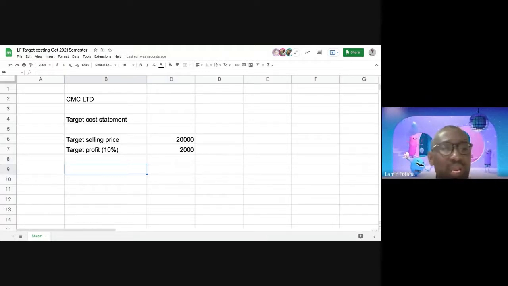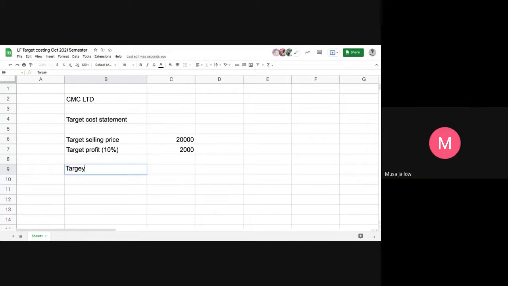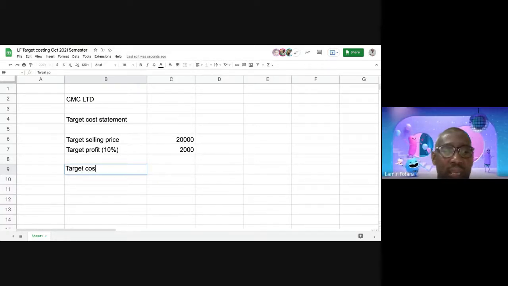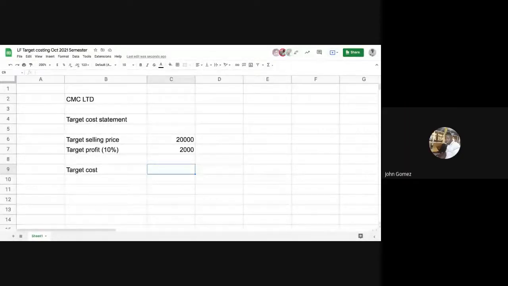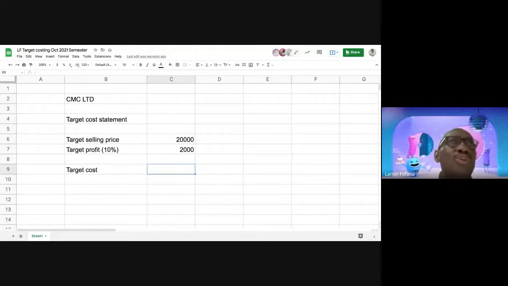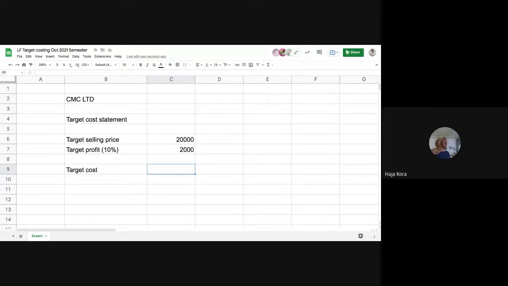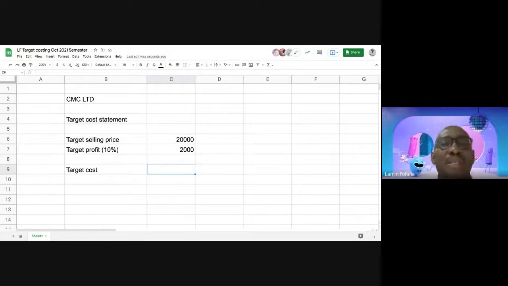What is left? What do we calculate then? Target cost. We calculate our target cost. And what is the target cost? The target cost is what? What's the target cost first before? What will you add or what will you subtract from what? Not the formula yet. The formula will come later. But what do you do?